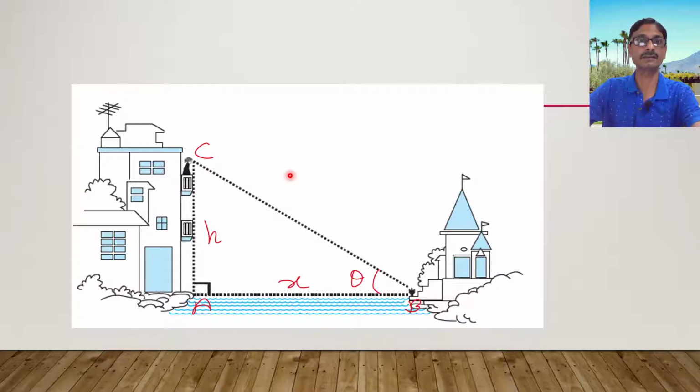There may be another situation. A student may be standing here and wants to find the width of a river. If the height of a building opposite to it is known, then again using the height and angle of elevation, trigonometry will enable the student to find the width of the river without even crossing the river.